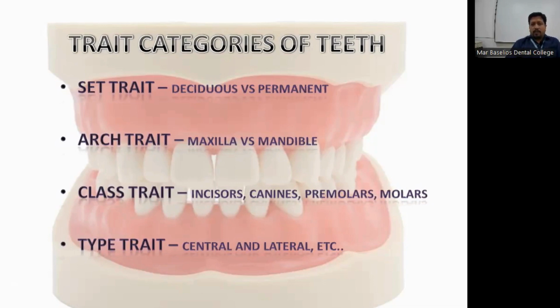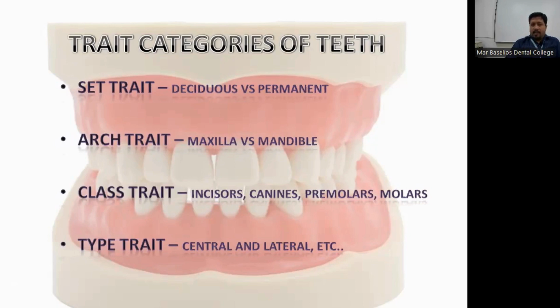So how do we classify this? In human dentition, we will be having two sets of teeth. One is called deciduous dentition. The next one is permanent. Deciduous is also known as milk teeth. So these two separations or classifications can be mentioned as set trait.